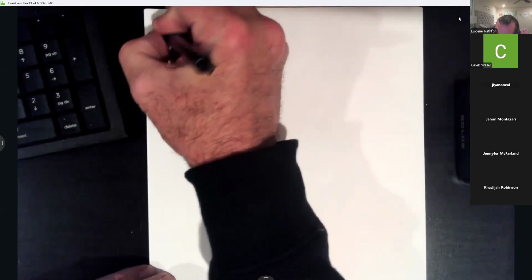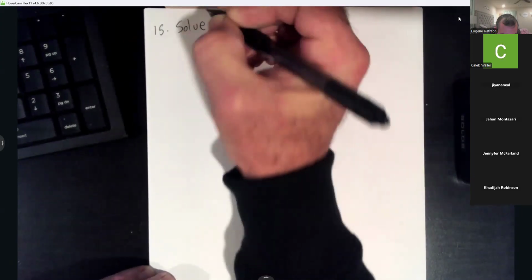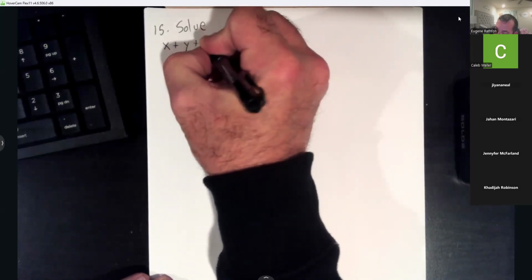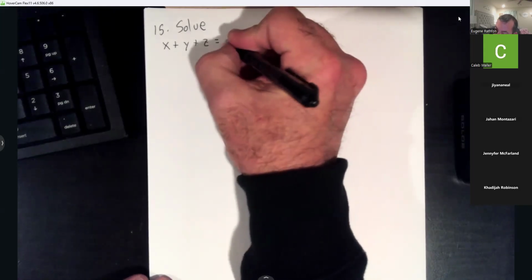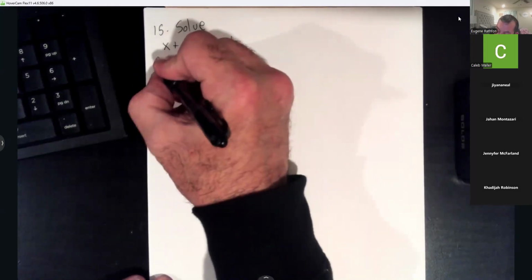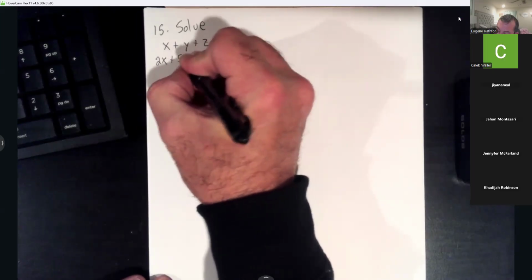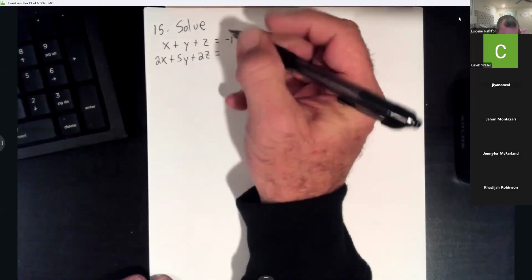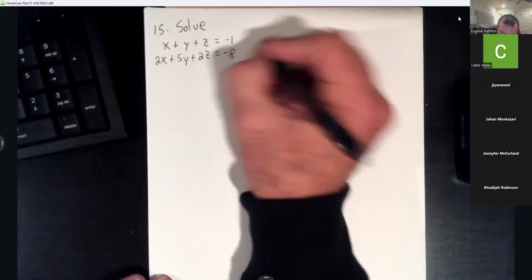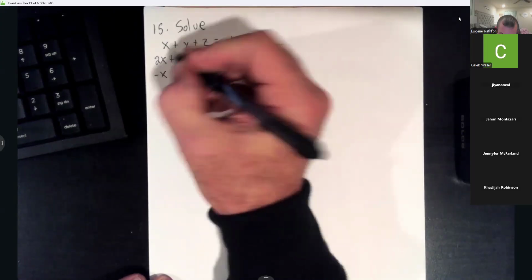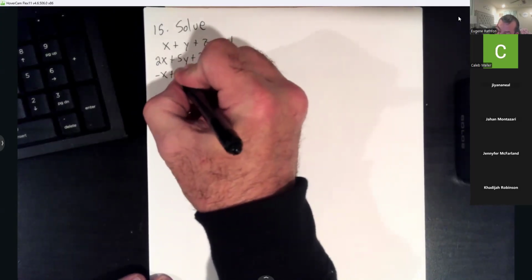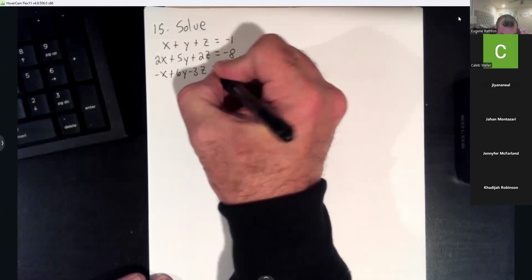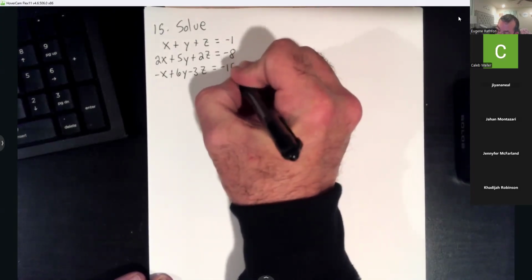So number 15 says solve. x plus y plus z equals -1. 2x plus 5y plus 2z equals -8. -x plus 6y minus 3z equals -15.